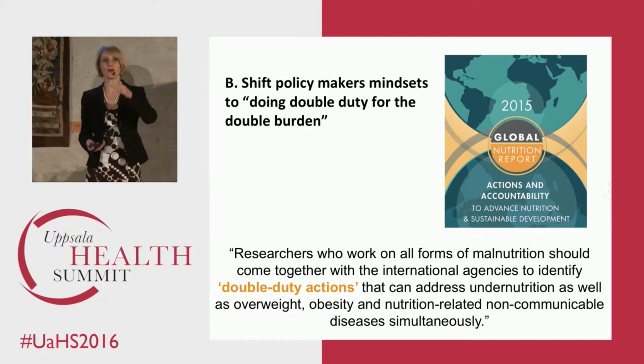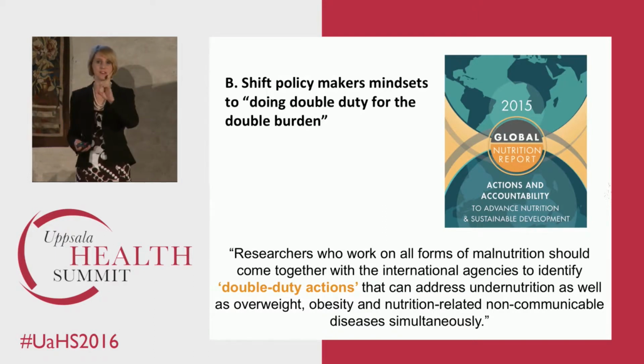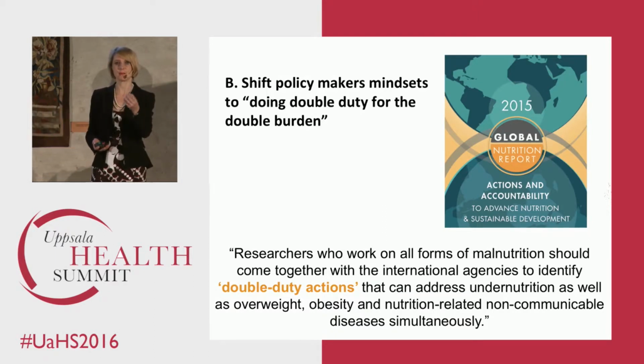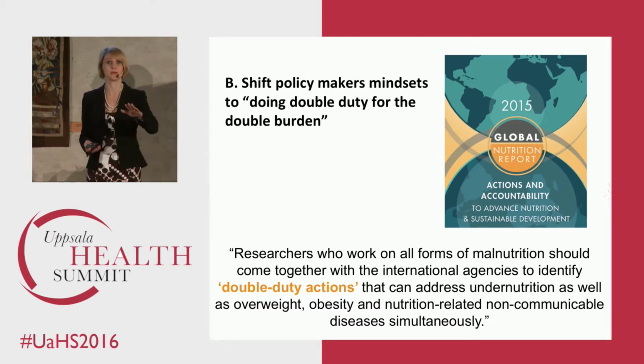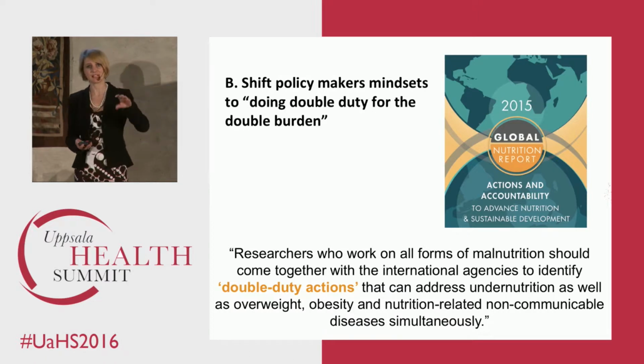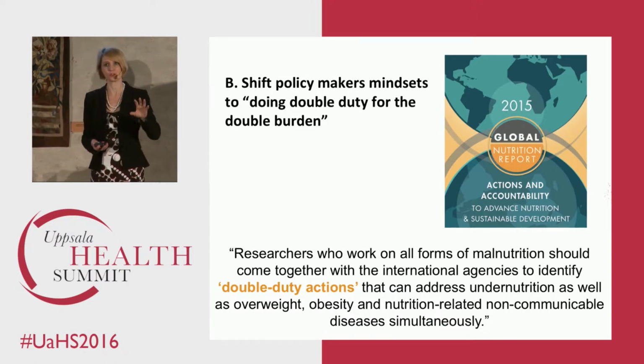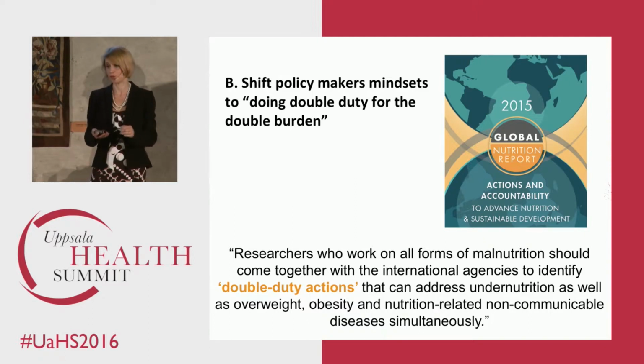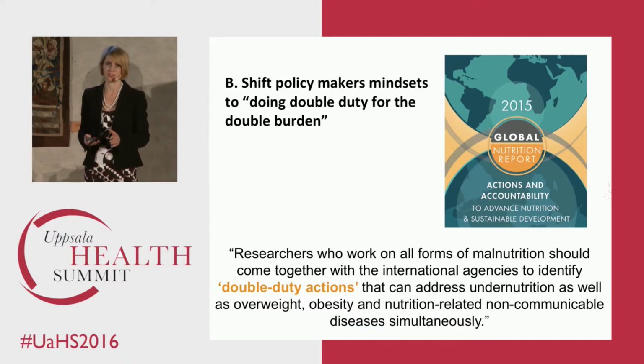That means that if you are implementing a program to address undernutrition, you are thinking about whether it might be increasing risks for obesity, such as a school meal program which is actually providing unhealthy food, even though the intentions are good. So we need to be thinking about investing our policy resources in policies which are going to reduce the risk of all forms of malnutrition. What we coined in the Global Nutrition Report 2015, double duty actions.